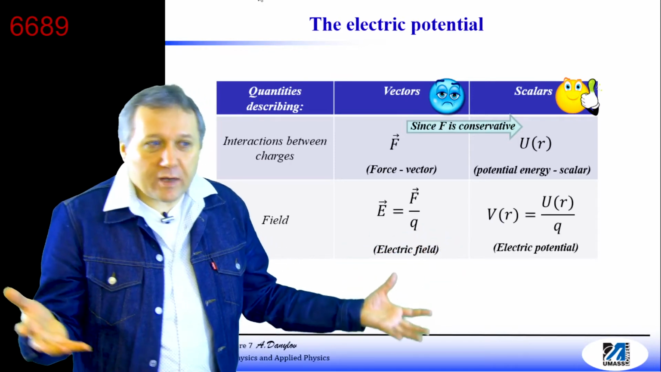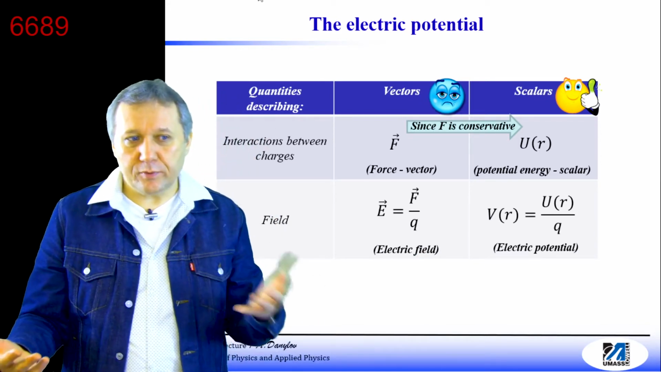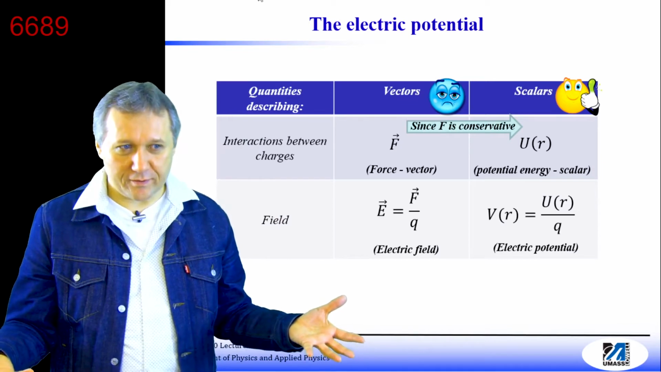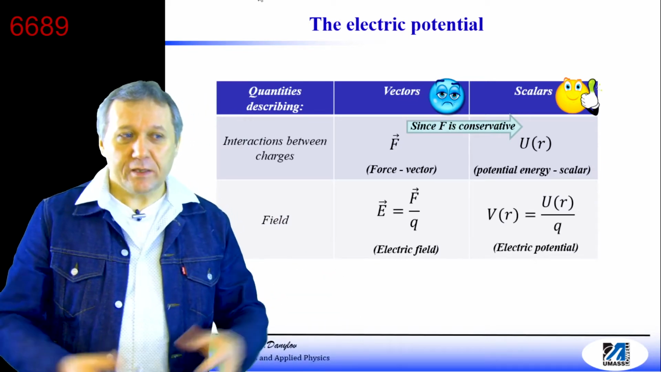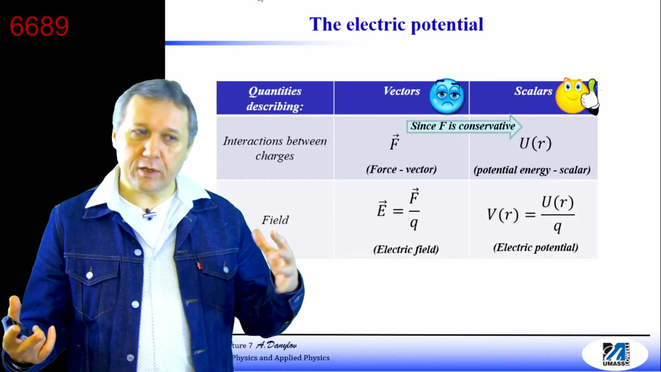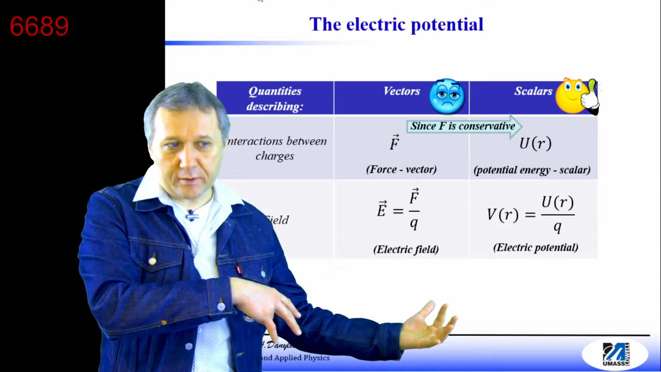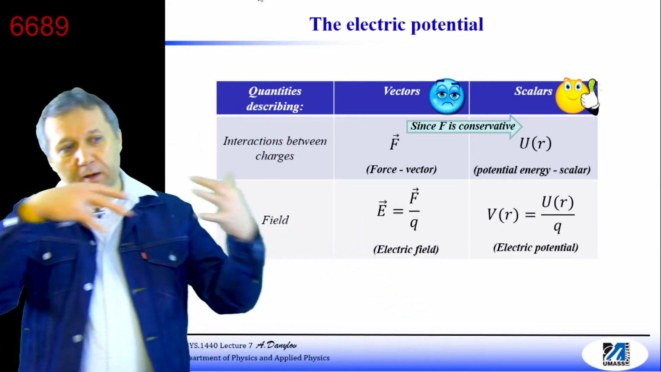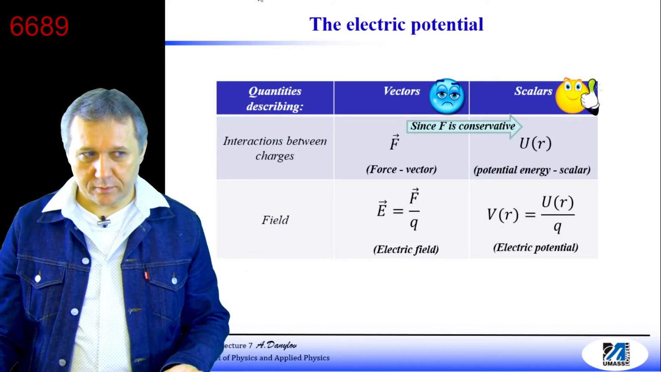If they describe the same thing, of course, there must be some relationship between these two quantities. And the main goal of today's class is to establish these bridges. We need to find out how we can move from the electric field to the electric potential, and from the electric potential back to the electric field.